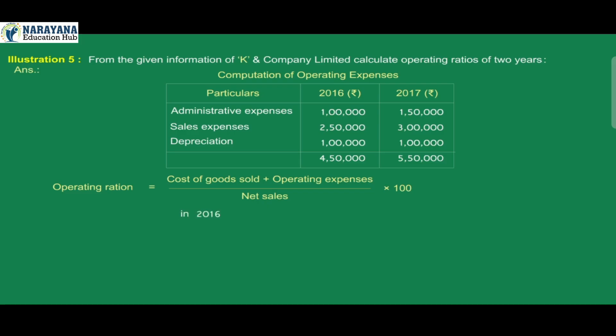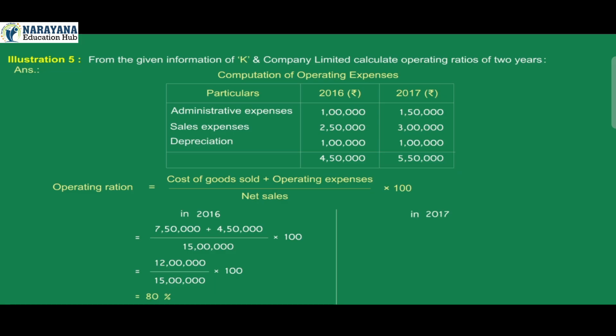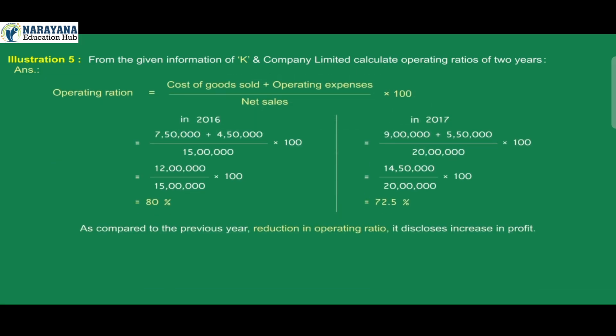In 2016 is equal to 7,50,000 plus 4,50,000 divided by 15 lakh into 100, is equal to 12 lakh divided by 15 lakh into 100, is equal to 80%. In 2017 is equal to 9 lakh plus 5,50,000 divided by 20 lakh into 100, is equal to 14,50,000 divided by 20 lakh into 100, is equal to 72.5%. As compared to the previous year, there is a reduction in operating ratio, which discloses an increase in profit.